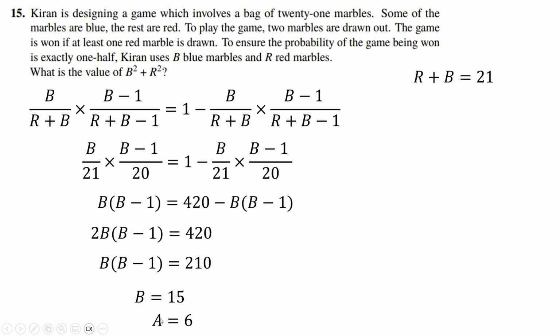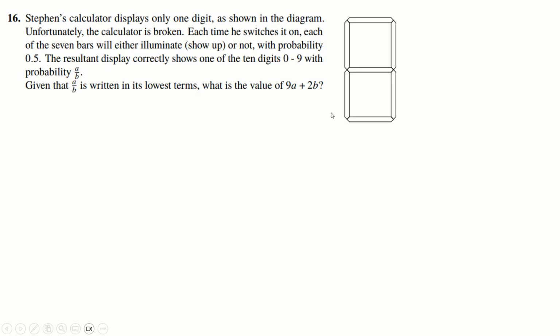I don't know why I typed a here. R is the other one. Is 6. Anyway, you do 15 squared plus 6 squared, and you get the answer of 261. Good. I have no idea why this is question 16 in a senior Kangaroo. Legit no idea at all.